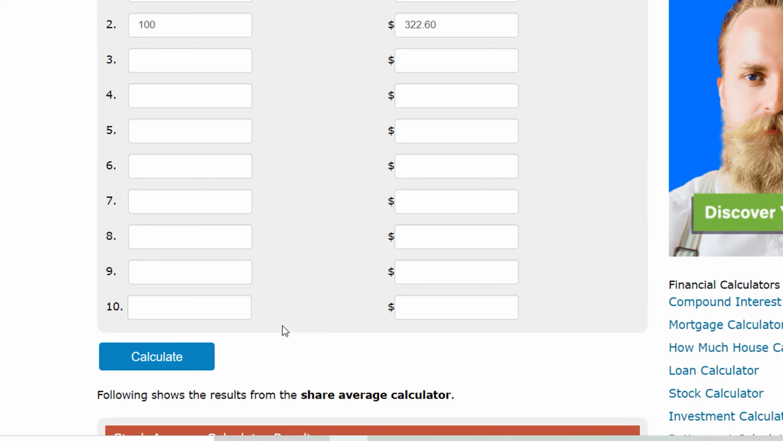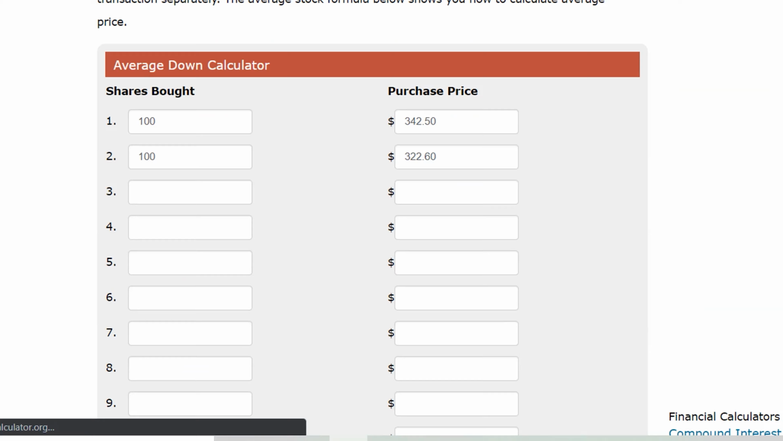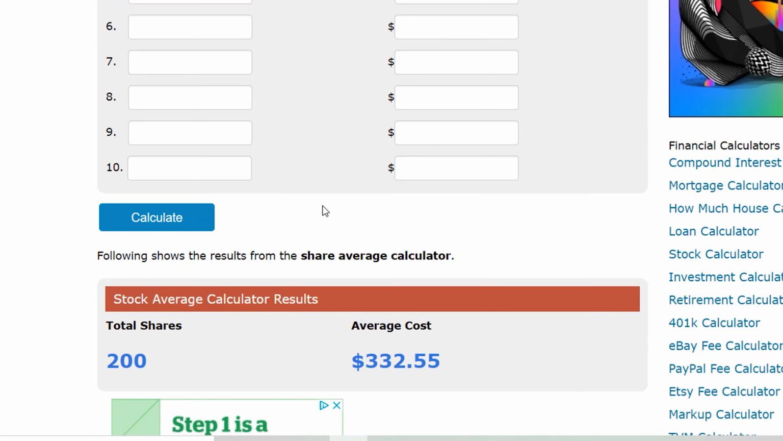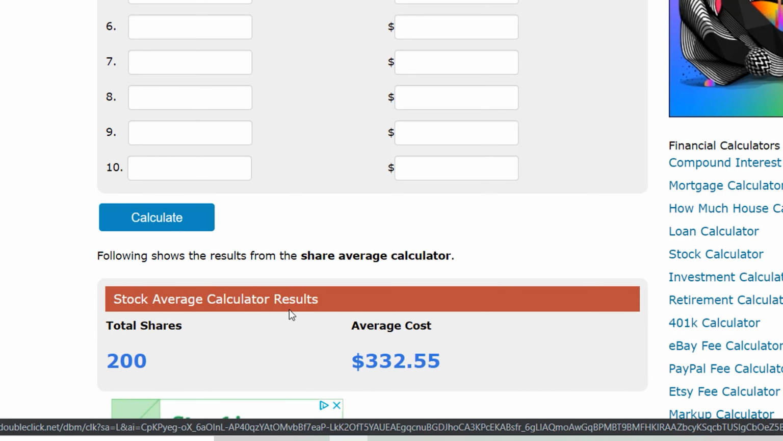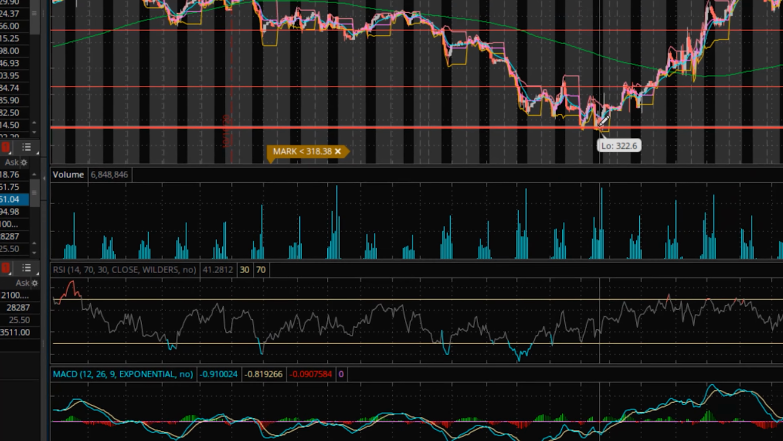So then we'd hit calculate, because we're not going to do this math in our head. We're going to use this website. It calculates for us that we have 200 shares, and the average cost for 200 shares when you factor in the two different prices is $332.55. So that's what our average price is.